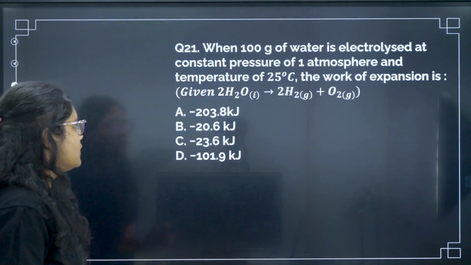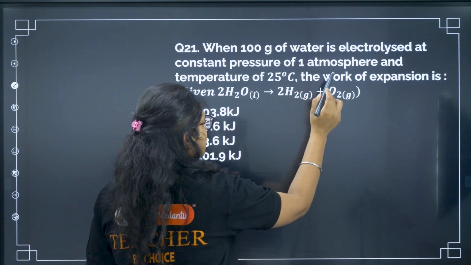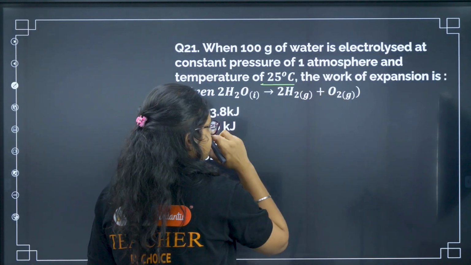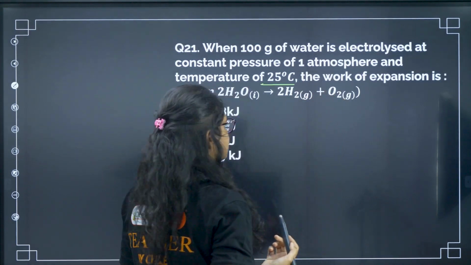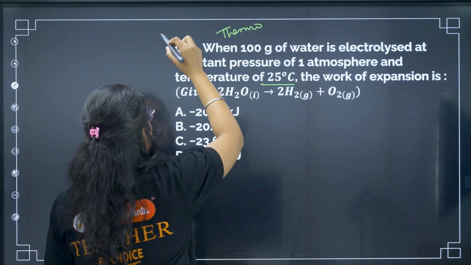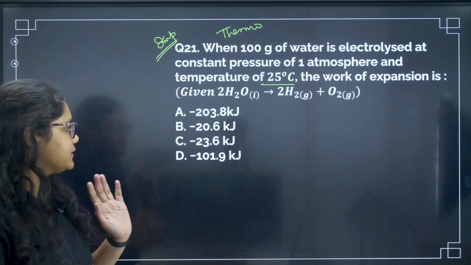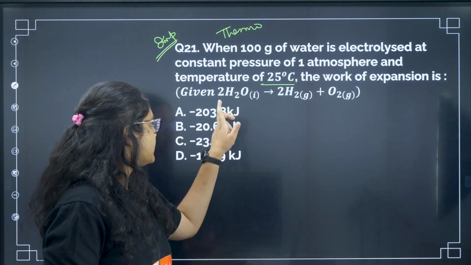Okay, next. When 100 gram of water is electrolyzed at constant pressure of 1 atmosphere and temperature of 25 degrees Celsius, the work of expansion is. Okay, this question is from your thermodynamics. Okay, important one, easy one, but we have to understand a little bit what is happening. See here, there is water.